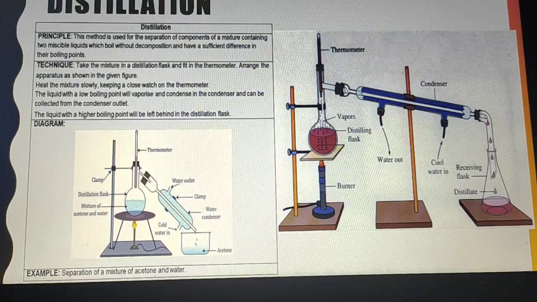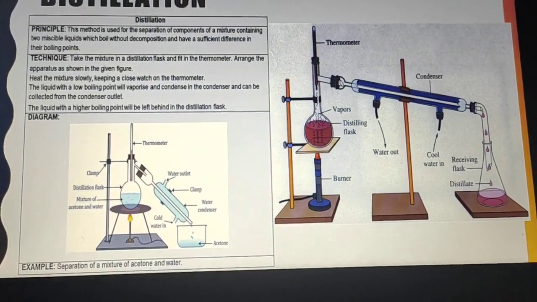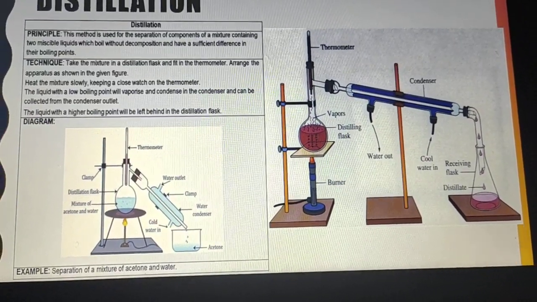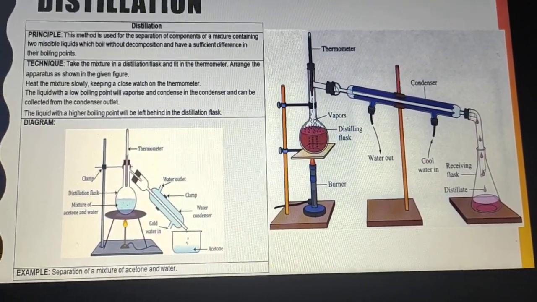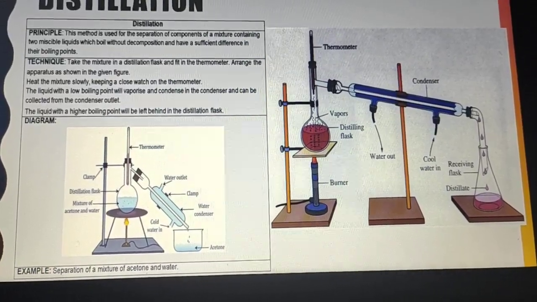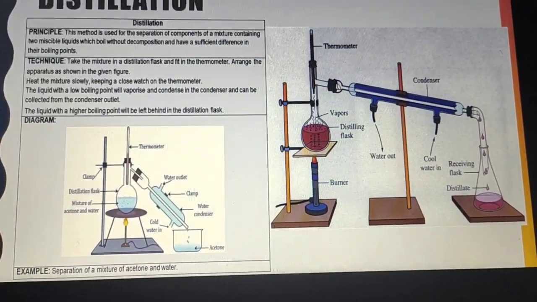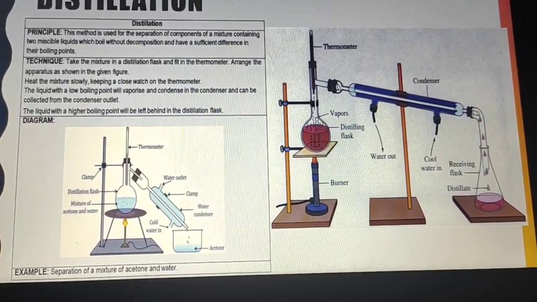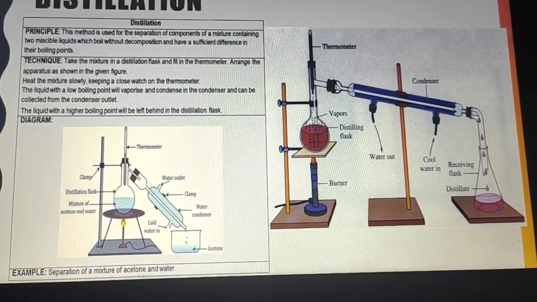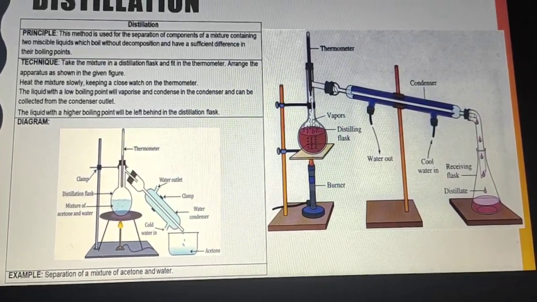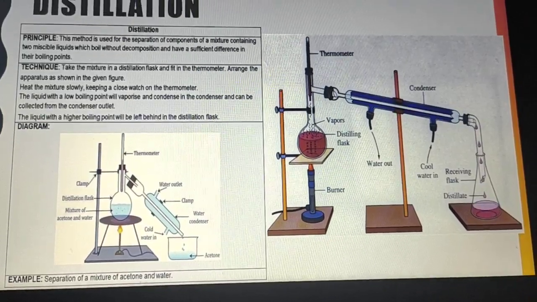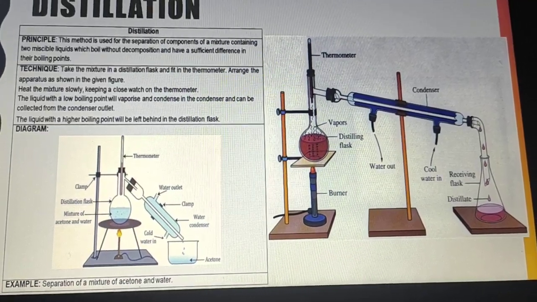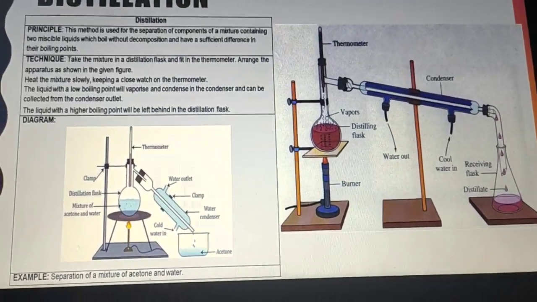The technique: take the mixture in the distillation flask. I will explain the diagram and the instruments we use to make the setup of the distillation process. First, I explain the technique. Fit in the thermometer. Arrange the apparatus as shown in the given figure. Heat the mixture slowly, keeping a close watch on the thermometer. The liquid with a low boiling point will vaporize and condense in the condenser and can be collected from the condenser outlet. The liquid with a high boiling point will be left behind in the distillation flask.